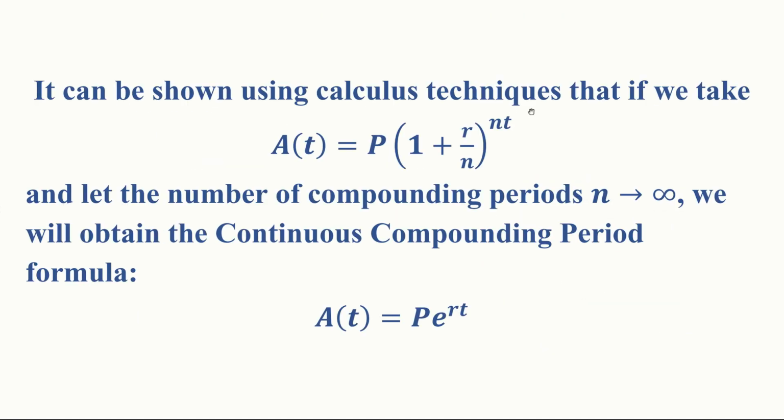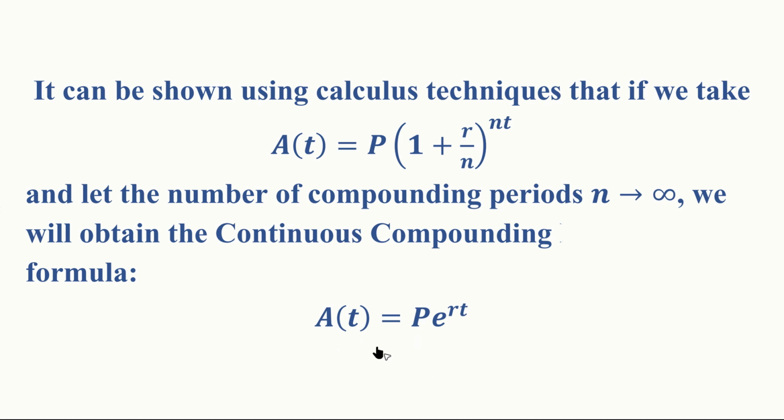Now it can be shown using calculus techniques that if we take this formula that we just came up with, A of t equals P times 1 plus r over n to the nt, and let the number of compounding periods n go to infinity, we will obtain the continuous compounding formula, which is A of t equals P e to the rt. No period here. I don't know why I put that there. Let's get rid of it. There we go. That's better. So it's just called the continuous compounding formula. All right. So A of t equals P e to the rt, which we have already seen.